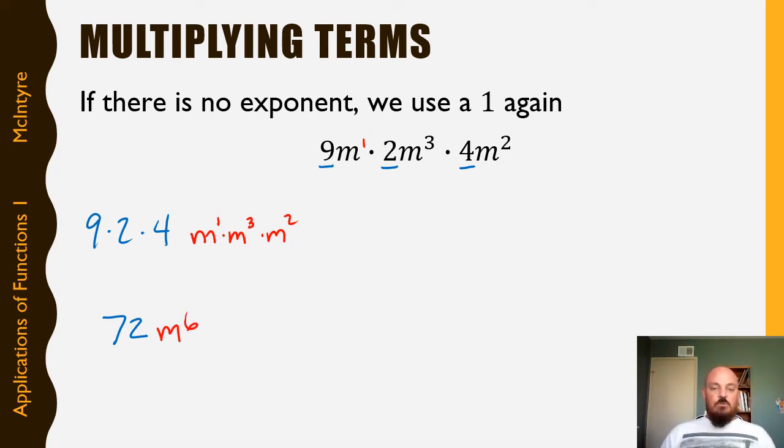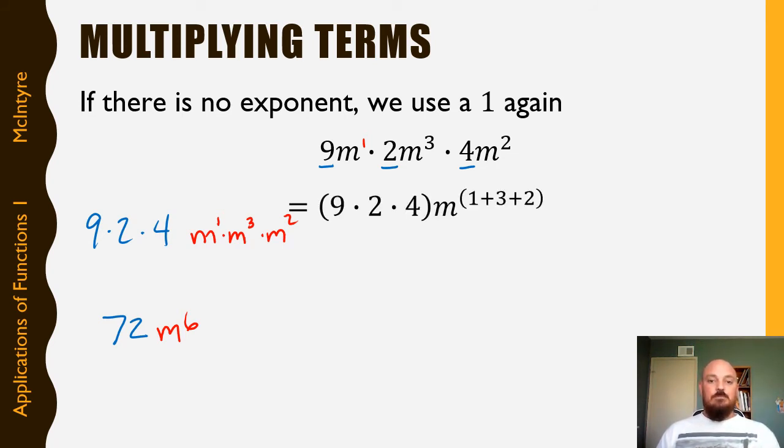Now, if you didn't remember to put that 1 in there, you might think, oh, there's nothing there, so I'm just going to do 2 plus 3, and you get m to the 5th power, and your answer would be off by a little bit. So remember, whether it's a coefficient or an exponent, if you don't see it there, it counts as a 1.